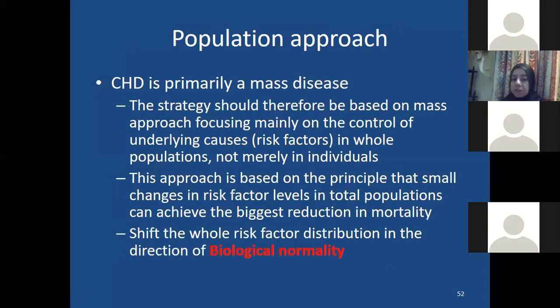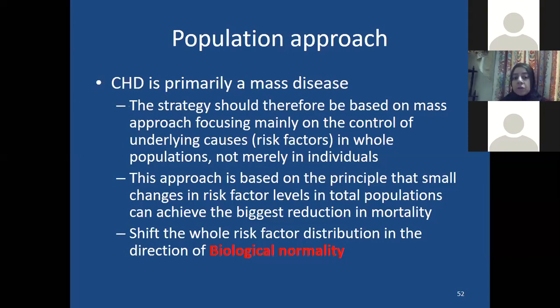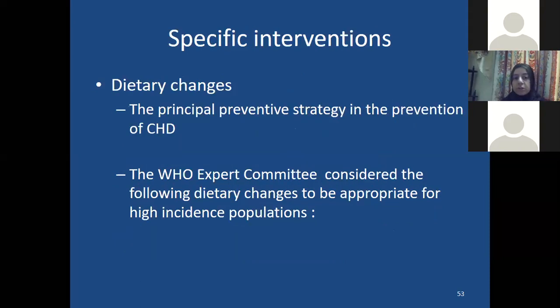So there's a population approach, again, where you have the biological normality. It's a mass disease, and it's a modern epidemic, and it has a submerged portion of an iceberg. So the focus should be mainly on the control of underlying risk factors. This approach is based on the principle that small changes in the risk factor in the total population can achieve the biggest reduction in mortality. Shift towards biological normality. You have dietary changes, okay?